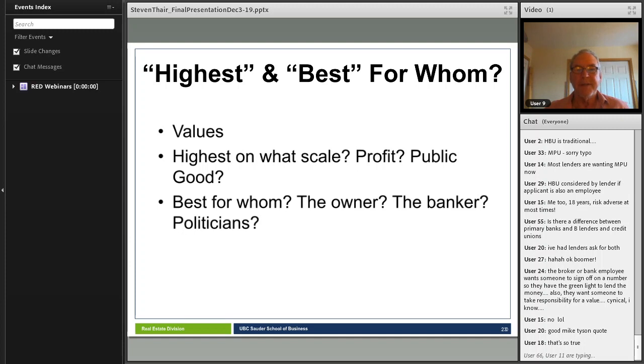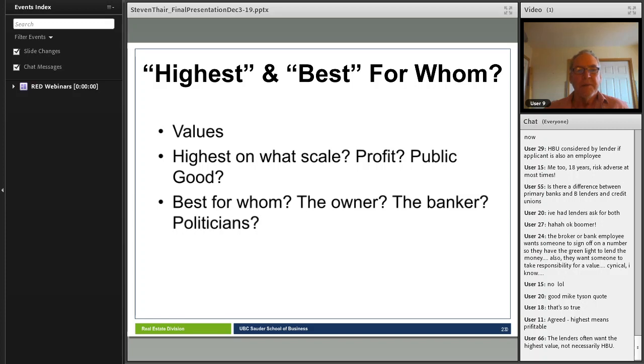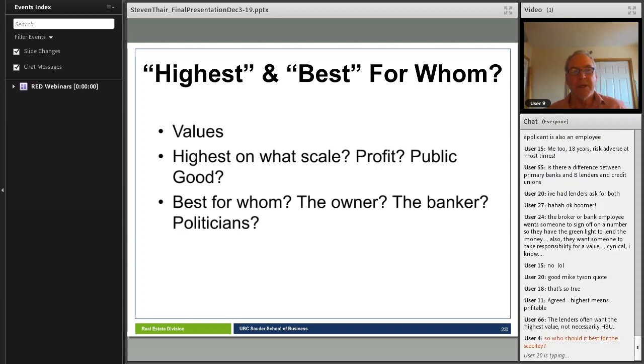And then the next piece, best, is even more of a puzzle. Best for whom? Best for the owner? Best for the banker? Best for the politicians? Best for the environment? Best for a sense of community well-being? And to get around the words highest and best, you end up in the textbooks talking about most probable use, like I say, 20 times in each chapter. It's because you can't make any sense of these words in our situation of using them with land use.